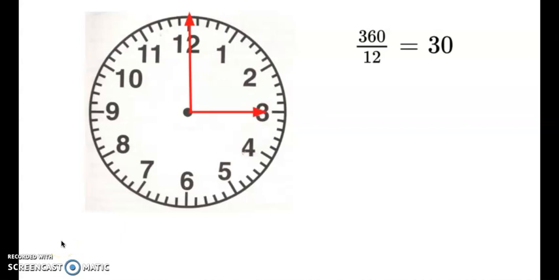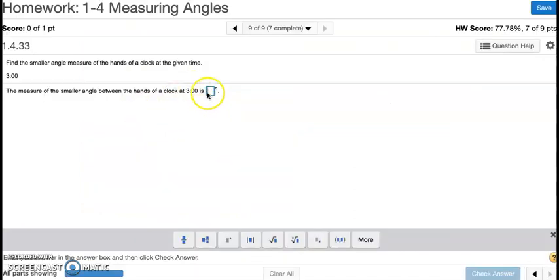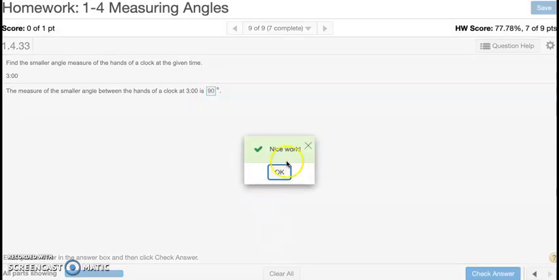Now the question asks for the measure of the smaller angle. So it doesn't want the angle from here to here, it wants it from 12 to 3. So we go from one number to the next 3 times. So we multiply 30 degrees by 3, because 30 degrees going from one to the next, and we get 90 degrees. So that's going to be the answer, so let's type it in. So the measure of the smaller angle will be 90 degrees. And that's number 9.